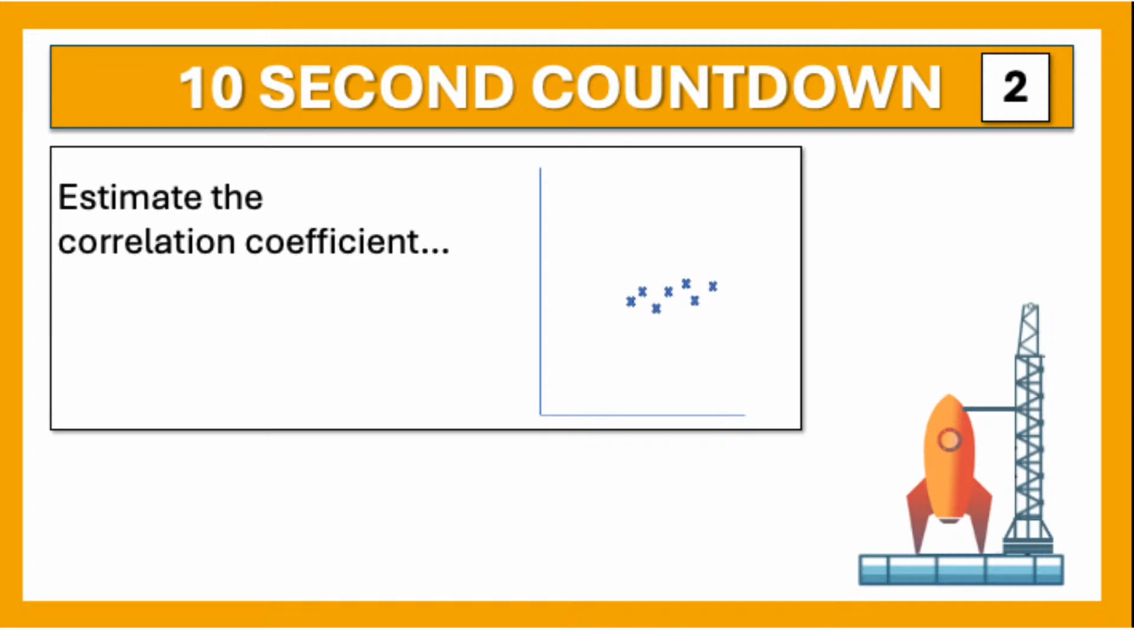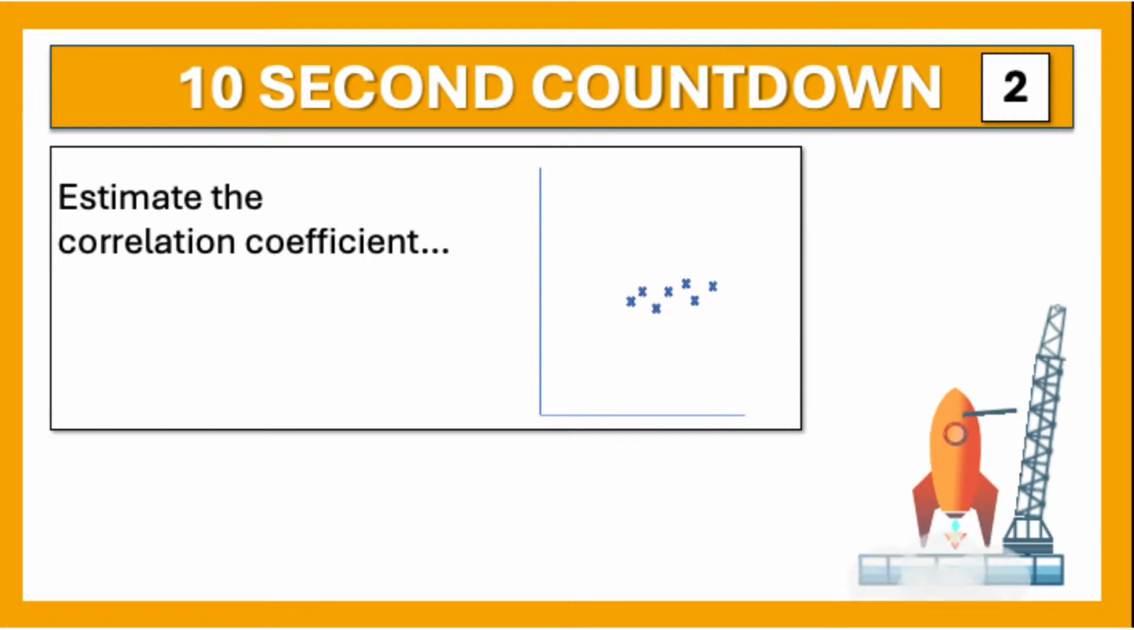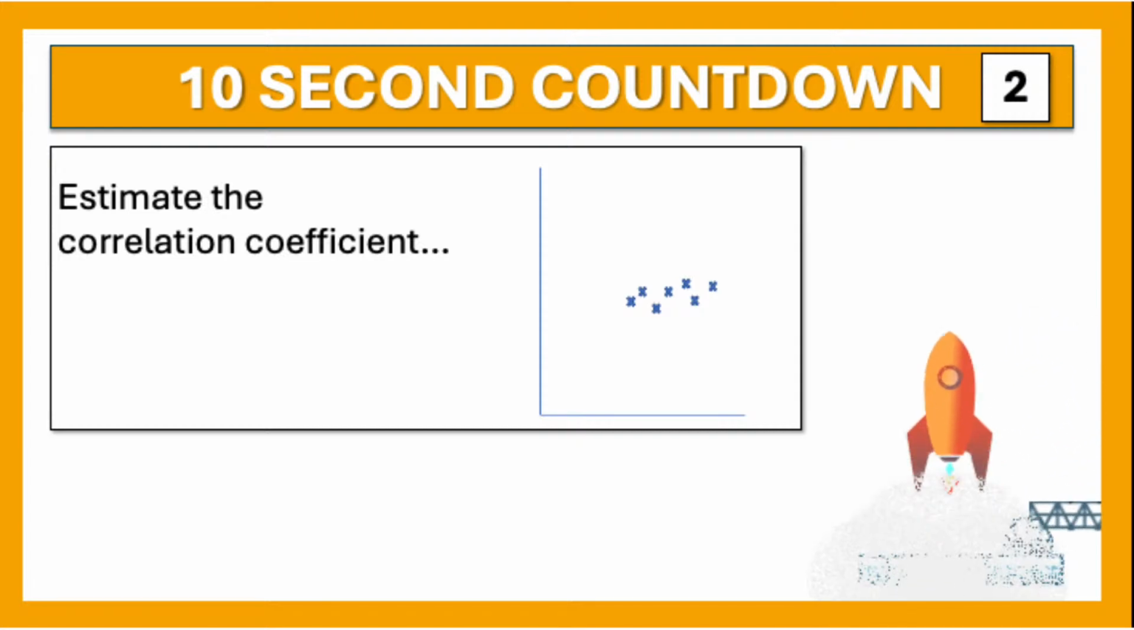So 10 seconds again to estimate the correlation coefficients of this one. This is an interesting one. Liftoff will start in T-10 seconds. 10, 9, 8, 7, 6, 5, 4, 3, 2, 1. We have ignition.